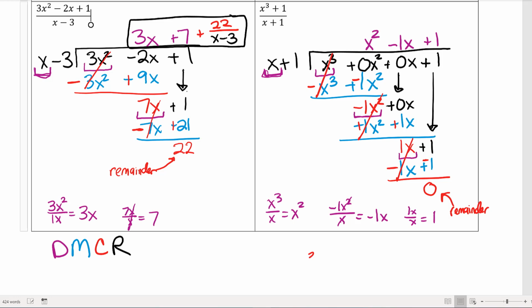Remember when we had 32 divided by 8 in the original problem? I said that was 4, and this had no remainder. Well, there's no remainder, it's just the answer, right? So because the remainder is 0 here in polynomials, the answer is just x squared minus 1x plus 1. That's it. There's no plus remainder over divisor because the remainder is 0. And writing plus 0 over x plus 1 is redundant. No one writes plus 0, right? So we can erase that and just leave my answer as is.